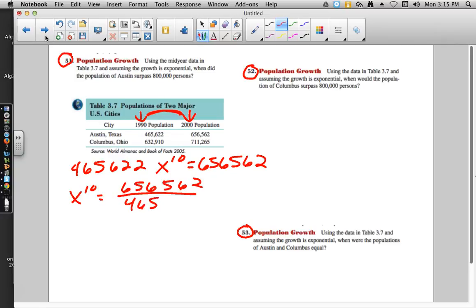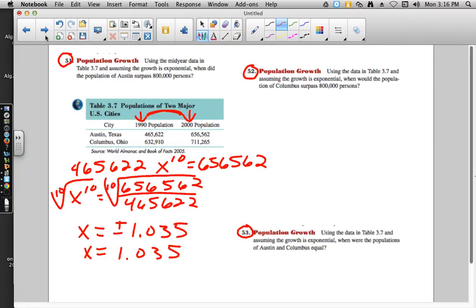So what we're going to have to do is divide both sides by 465,622. And then we're going to have to take the 10th root. You'd punch that in as 10, math, and then you'll find that generic root button under there. And then I would use parentheses for the 656,562 divided by 465,622, parentheses. And our x will come out to, because we're talking about a 10th root, we should think plus or minus, but in this situation, since it's population growth, we would only use the positive here.